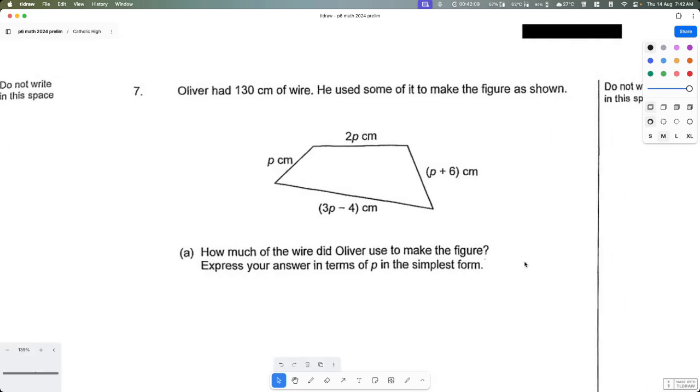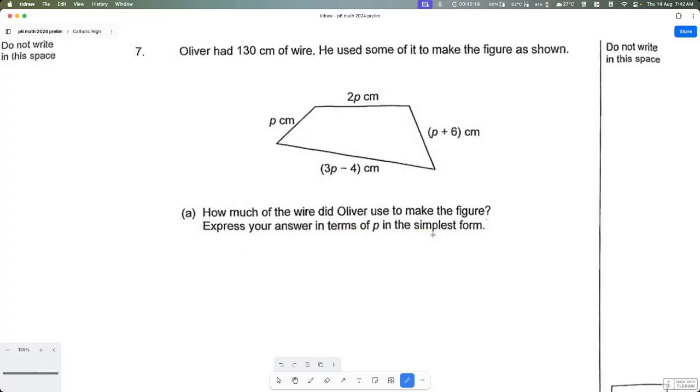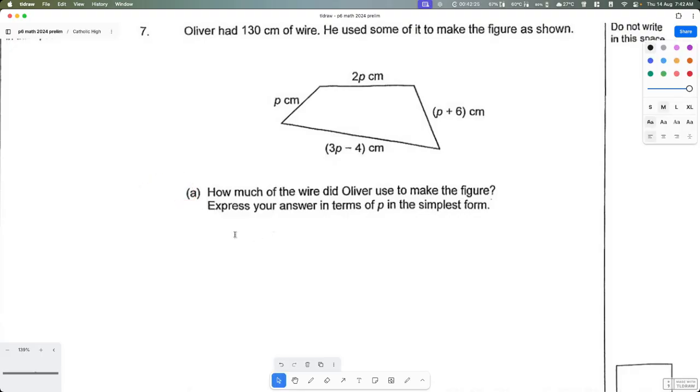Question 7. Oliver had 130 centimeters of wire. He used some of it to make the figure below. How much wire did Oliver use to make the figure? Express your answer in terms of P in the simplest form. So this is part A. Total wire is equal to P plus 2P plus P plus 6 plus 3P minus 4. So we have P plus P, 4P. So this will be 7P plus 6 minus 4 is 2. So that's the answer.